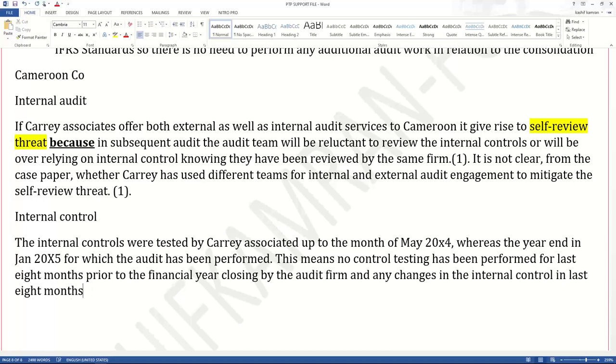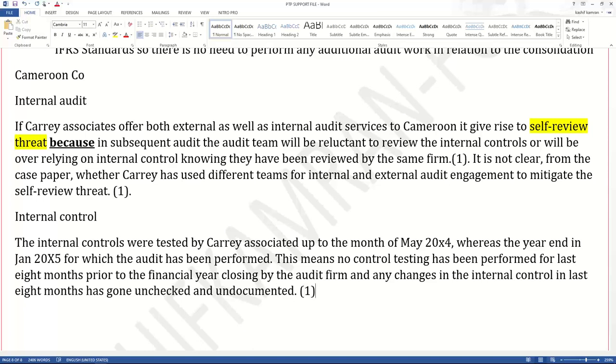Is my voice getting to all of you? Any changes in the internal controls in the last 8 months have gone unchecked and undocumented. So that's the issue, right?